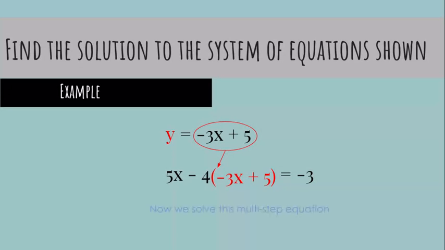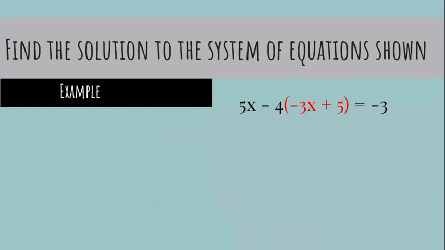Once we have this, we now have a multi-step equation that has one variable in it. As long as we only have one variable in the equation, we can solve for that variable. So we're going to solve this equation by following the steps that we learned in our solving equations unit, which is DCMS. So first we're going to do the D, which stands for distribute.